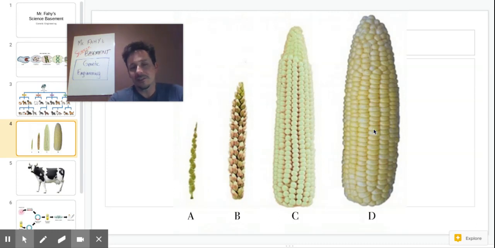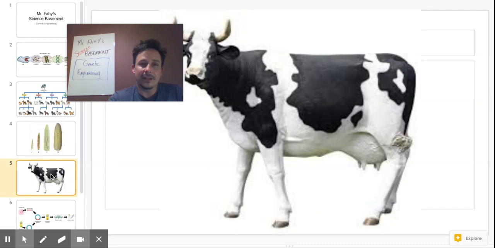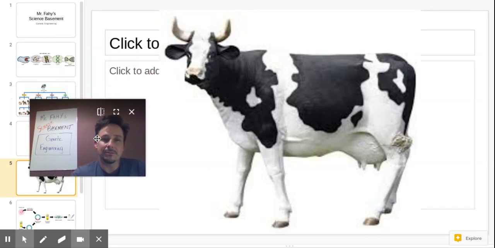So really, genetic engineering has been going on a while. One of the best examples, I think, would be the dairy cow. This cow's got some issues, but it's got some horns and a big udder and stuff like that. But you get the idea. There is no wild dairy cow.